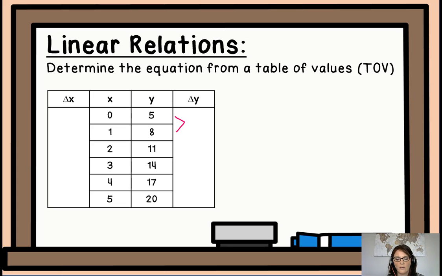As I move down that Y column, the change as we move from 5 to 8, well, we're adding 3. The change as we move from 8 to 11, again, adding 3. As we move from 11 to 14, we're adding 3. Don't assume though, let's just double check. 14 to 17, adding 3. 17 to 20, adding 3. And if we do the same thing on the X column, as we go down the column, looks like we're adding 1 each time.